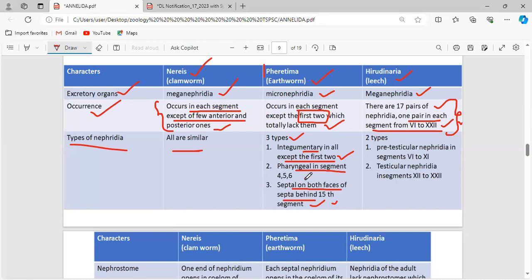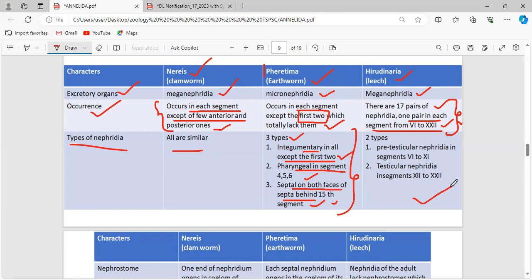In segments 4, 5 and 6, they are called pharyngeal micronephridia because the pharynx is present there. Integumentary nephridia are in all segments except the first two. Except for the first two segments, all other excretory organs are integumentary in nature, which means they exist together; they are not arranged separately. So these three types of nephridium can be seen in the earthworm.